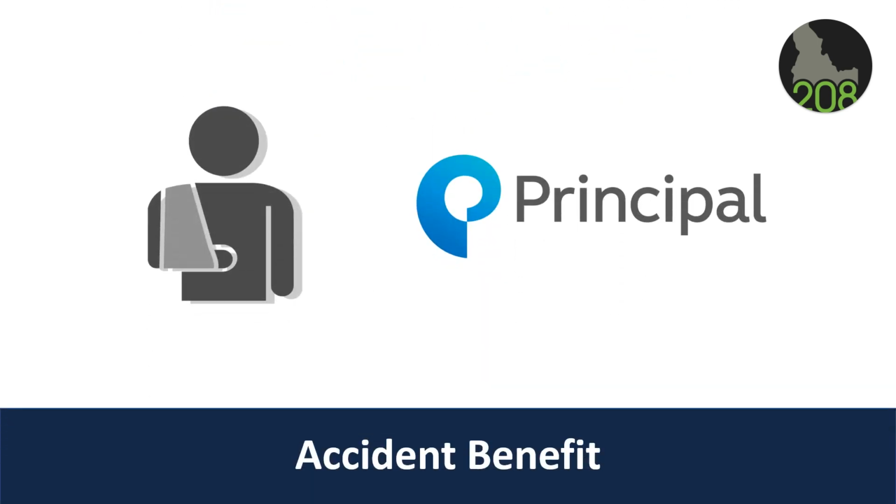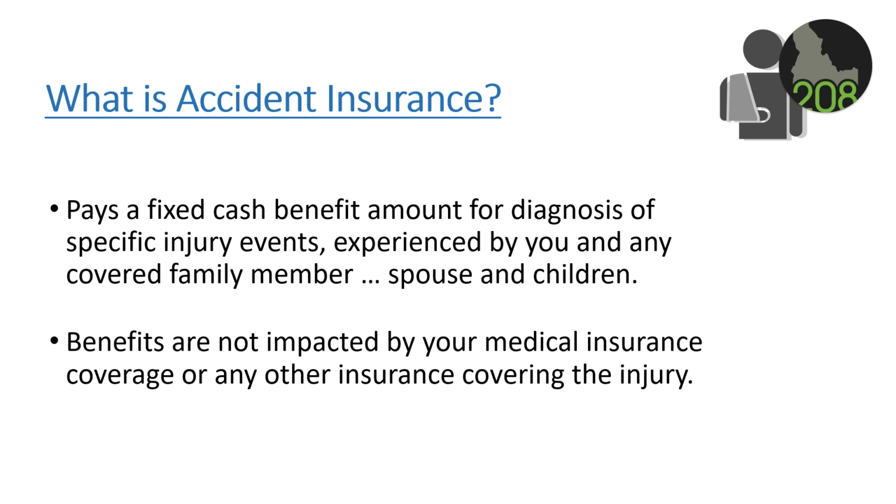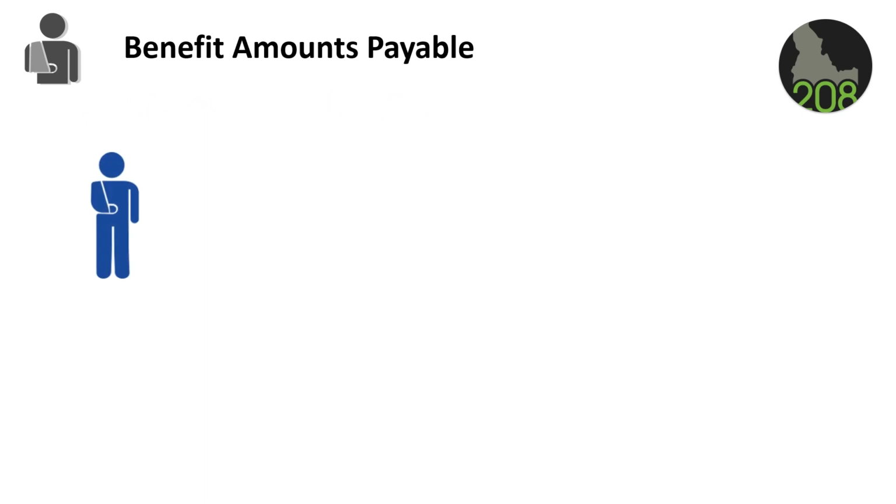The accident benefit is also provided for every employee. An accident benefit is an important plan that pays cash benefits directly to you for any type of injury event that occurs off the job. So we'll give you some examples of how the policy pays out.